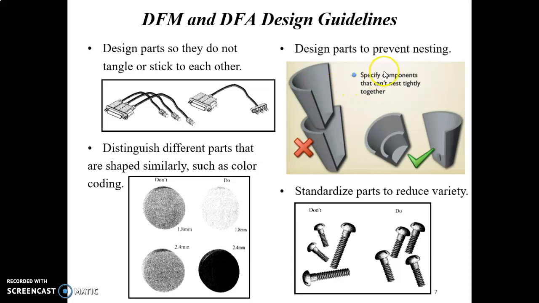Next is to design parts to prevent nesting, which means specifying components that can't nest tightly together. And the other thing is to distinguish apparently similar parts. Distinguish different parts that are shaped similarly or hard to distinguish by non-geometric means, such as coloring, such as color coding. Okay, and this is to standardize parts to reduce variety. This means that you need to standardize parts to reduce the variety of operation choices and inventory burden.